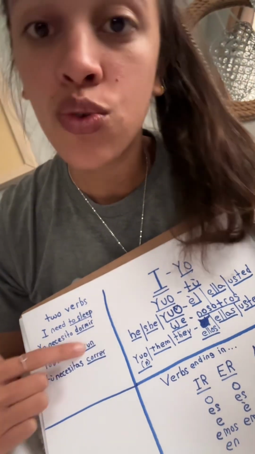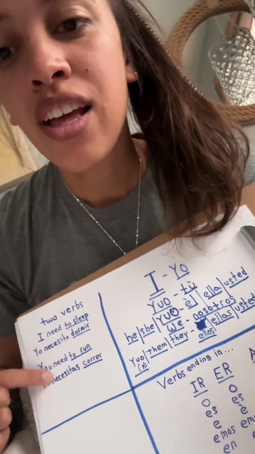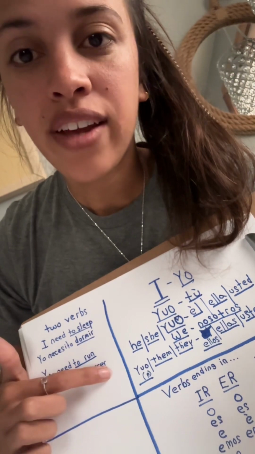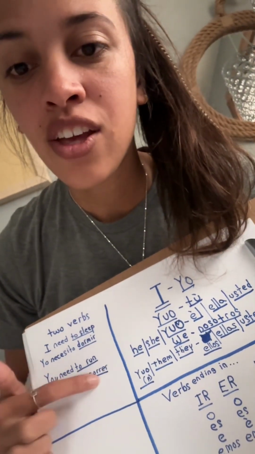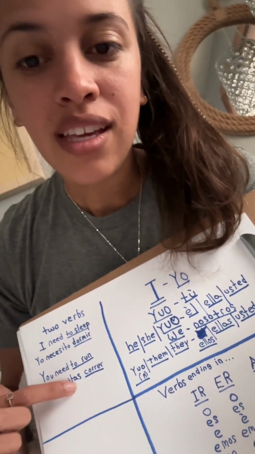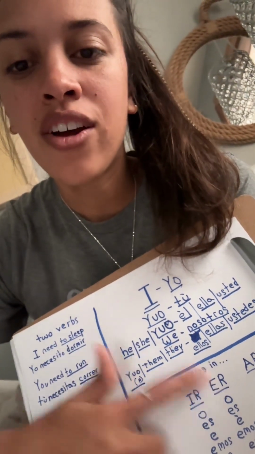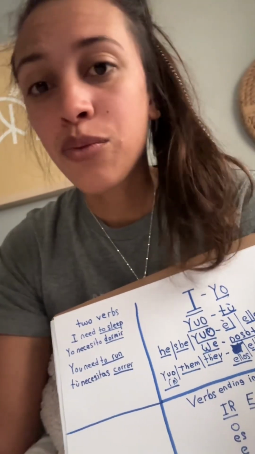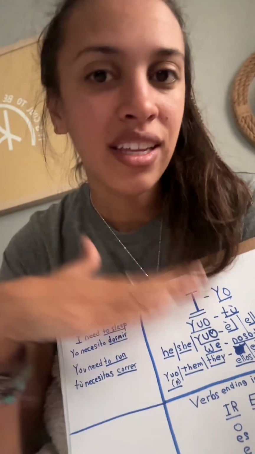Another one. You need to run. Tú necesitas correr. So you need, tú necesitas, to run, correr. We already know that you need to run, so we don't need to conjugate. Correr, tú necesitas correr. Correr ends in ER, to run. So that is one rule that is across the board, that never changes, always goes like that.